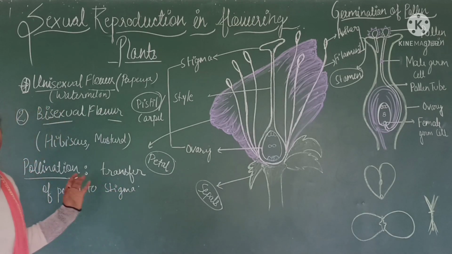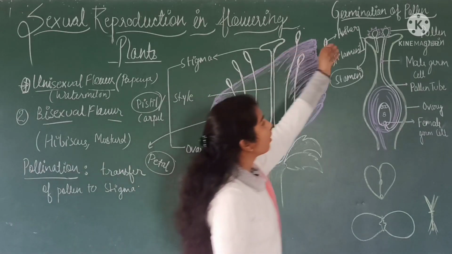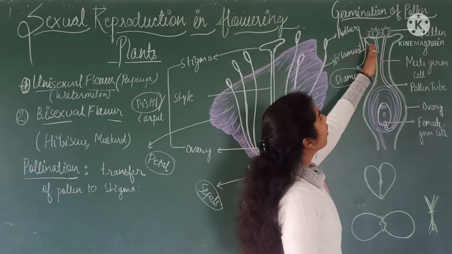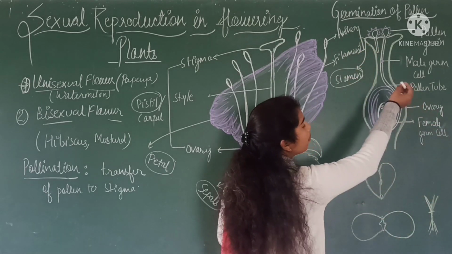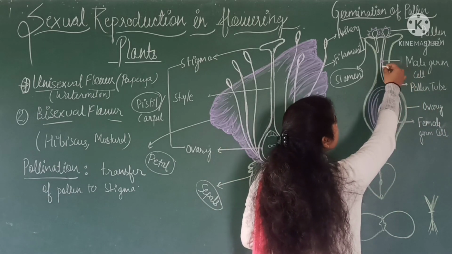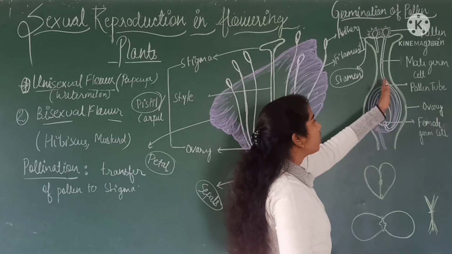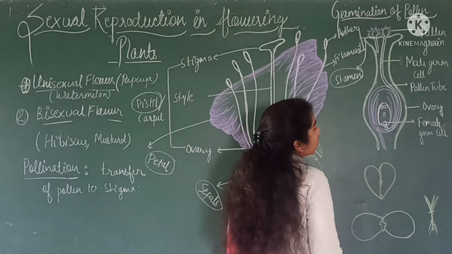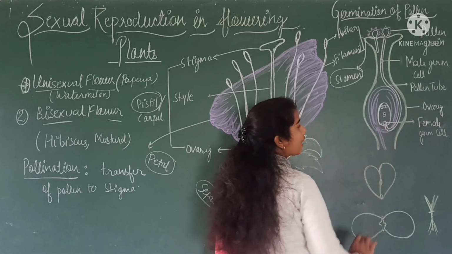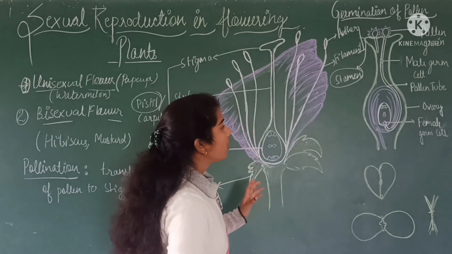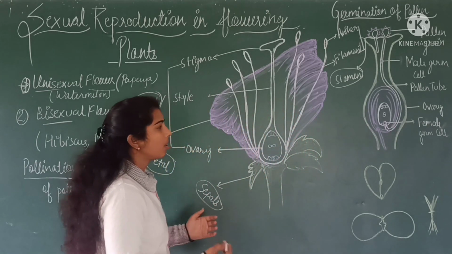When the male gamete, it means the pollen, comes and is transferred to the stigma, it forms the pollen tube. Inside the pollen tube, the male germ cell is present, and this male germ cell reaches the female germ cell or the egg cell and forms the zygote. A zygote becomes a new plant.